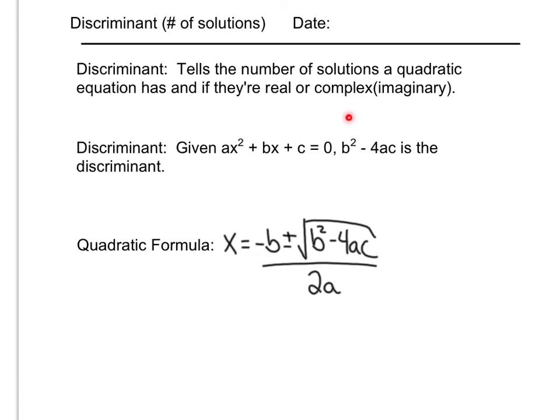This should look familiar to you. You should have seen b squared minus 4ac before. You should have seen it right here in the quadratic formula. So the discriminant is supposed to tell us the number of solutions.